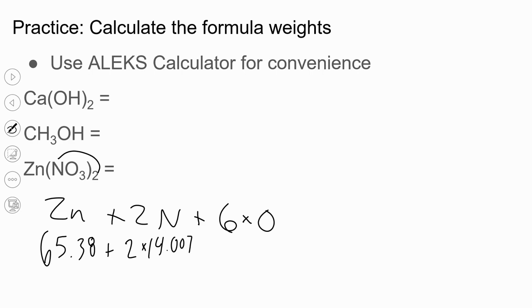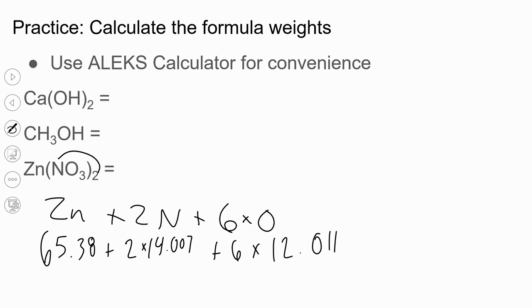14.007. I'm just looking at the number here. Plus 6 times oxygen, which is 12.011. Okay, and these are slightly different depending on which periodic table you use. If you're really doing a lab, it doesn't matter. If you're doing Alex homework, Alex cares, so watch out for that. Which is kind of dumb, but I don't know how else they would read it.